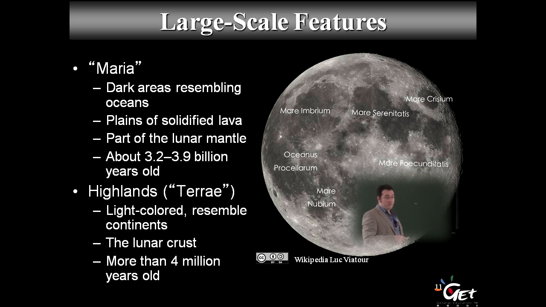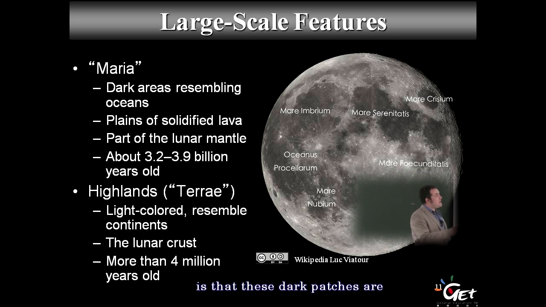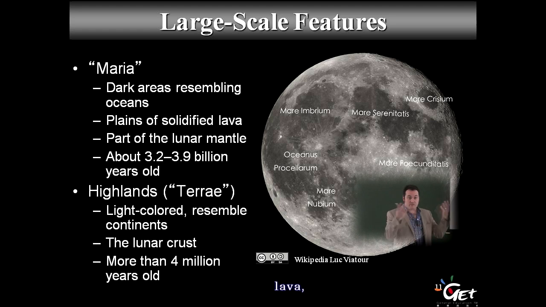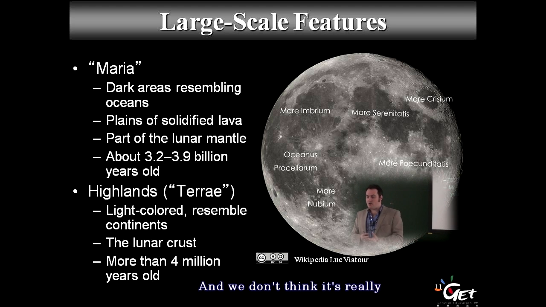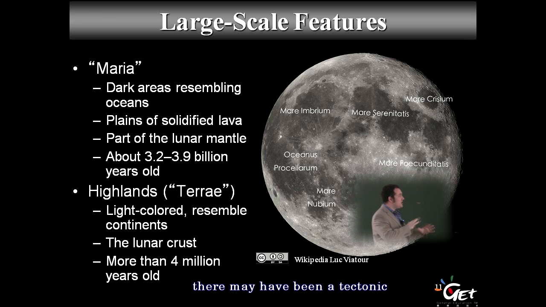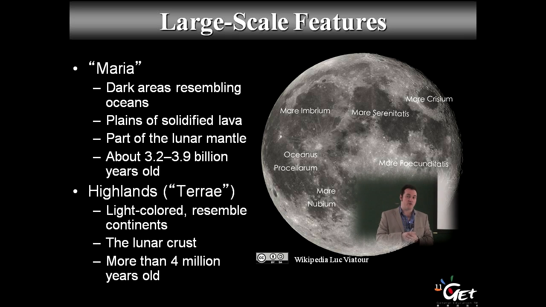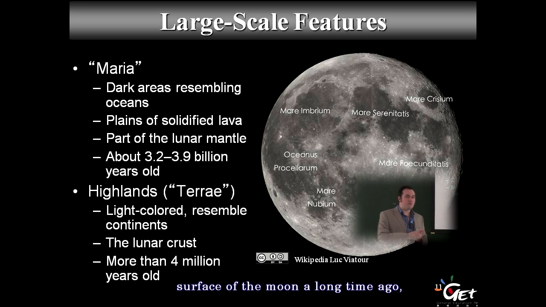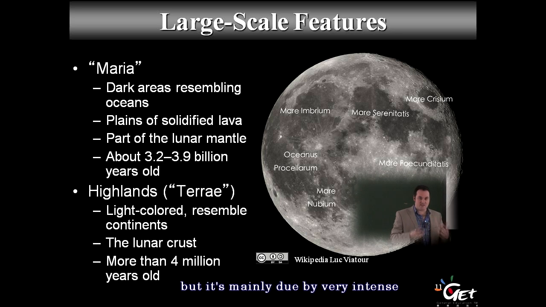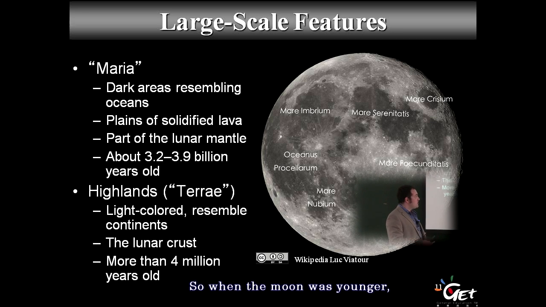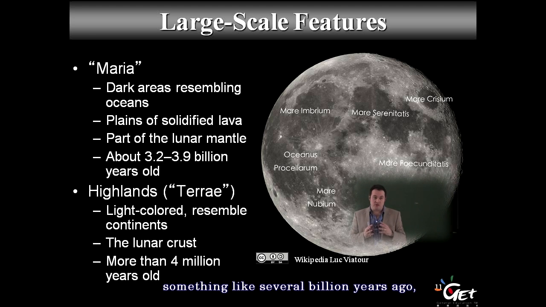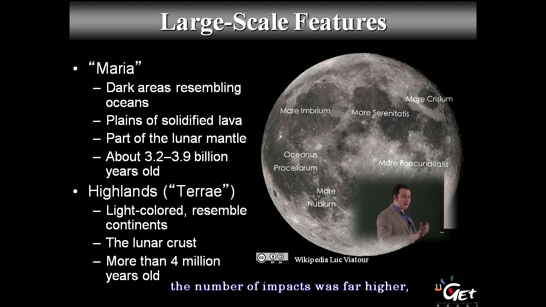What happened is that these dark patches were covered by lava recently due to volcanic activity. And we don't think it's really due to tectonic effects, but there may have been tectonic phenomena on the surface of the Moon a long time ago, but it's mainly due to very intense volcanic activity.